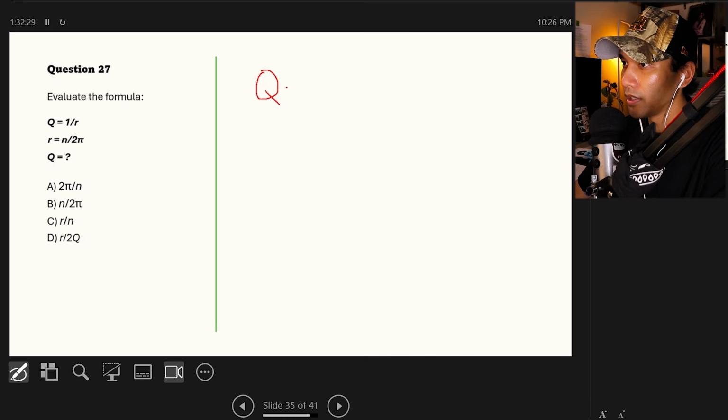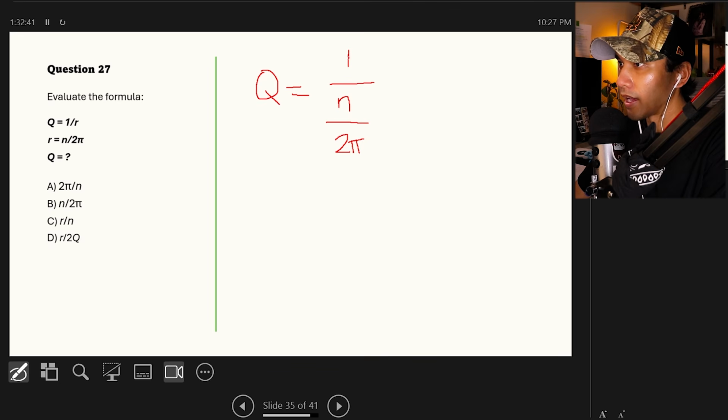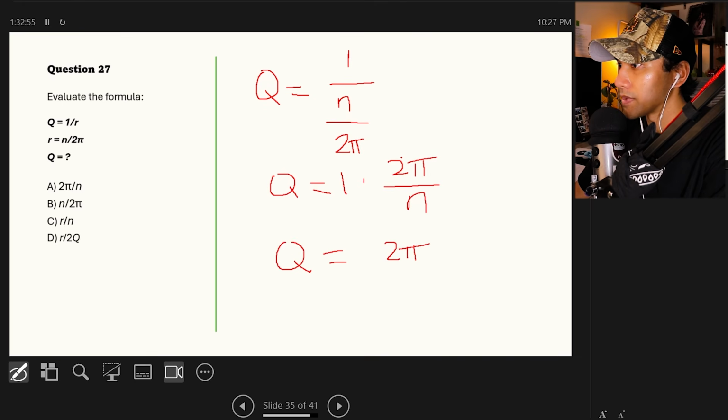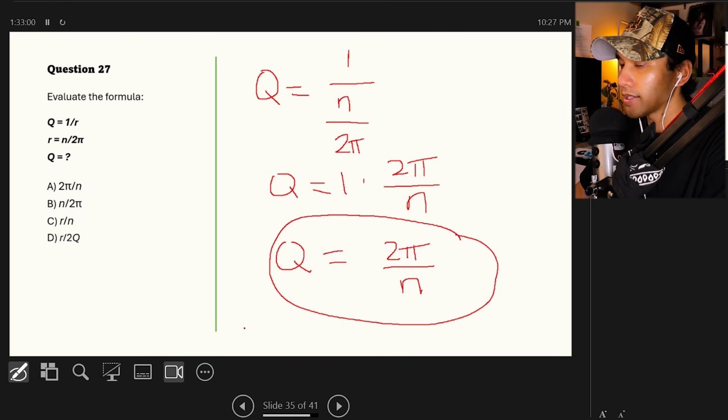So you have Q equals 1 over R, and then R is N divided by 2 pi, right? And then what we would do is just multiply, because we would just switch everything. So it would be like this, equals 1 times 2 pi over N, okay? Then you have Q equals 2 pi, because 1 times 2 pi is just 2 pi over N. And that's your answer. That's it. So simple, right here.